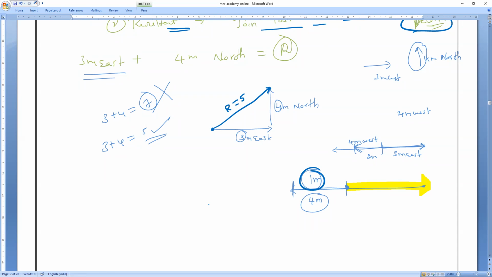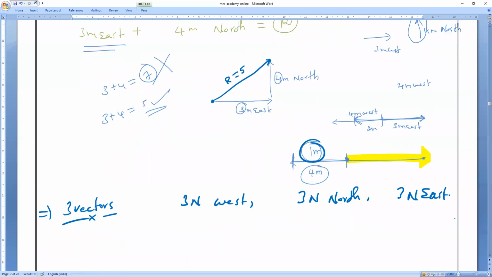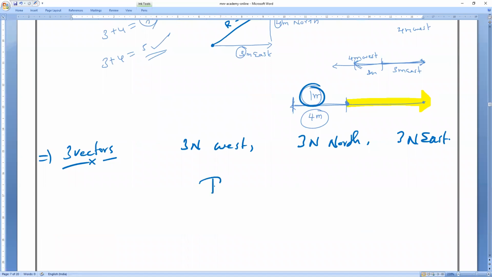Now, let me take 3 vectors. All of you observe 3 vectors. I will give you 3 newtons west, 3 newtons north, and next 3 newtons east. Now I want to find the resultant vector. What is the resultant vector actually? A plus B plus C. Is it right or wrong? Resultant vector is equal to A plus B plus C.